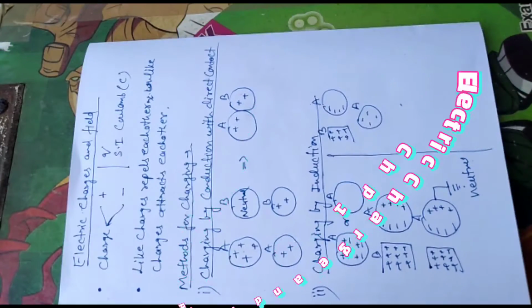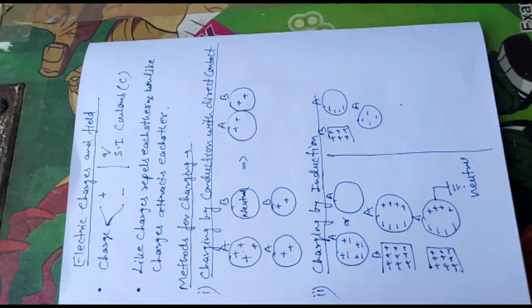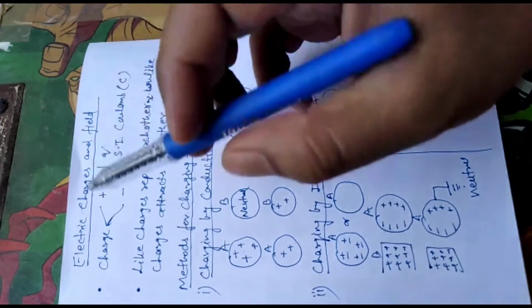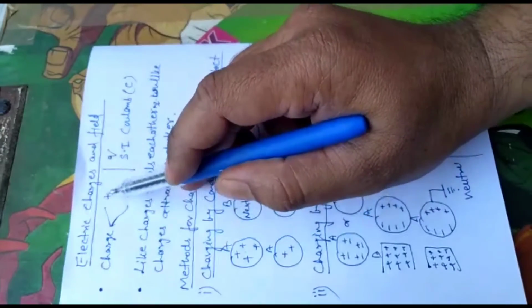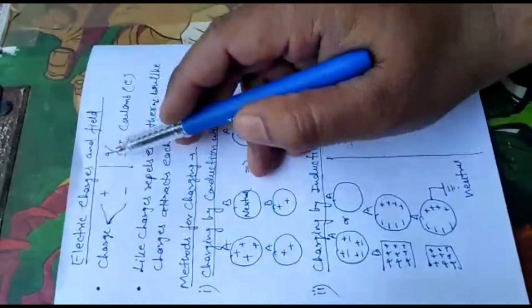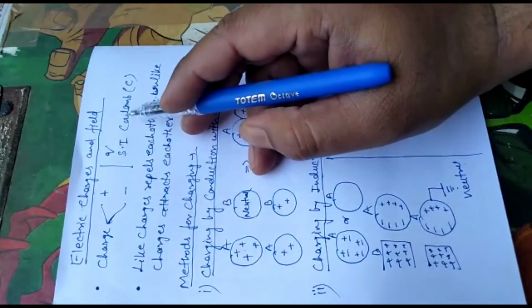We are going to study the first chapter in physics, that is electric charges and field. For this, let's revise some points of 10th class related to this chapter. Your first point is charge. As we know, there are two types of charges, positive and negative, and its symbolic representation is q and its SI unit is coulomb.